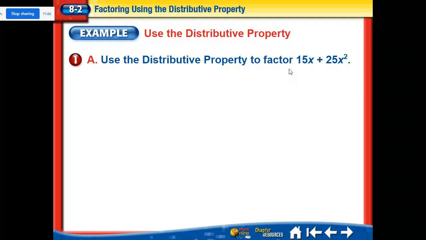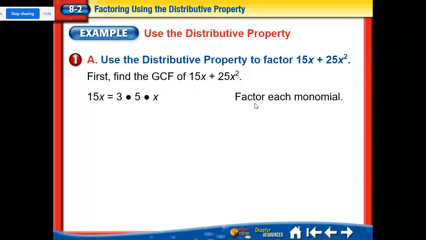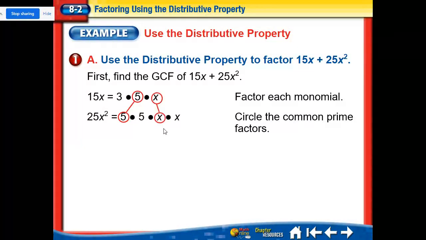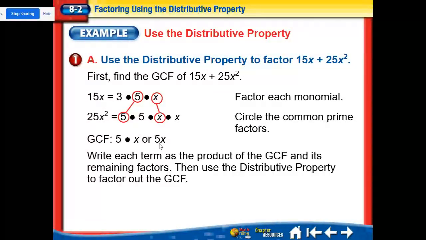All right, so what do we do with that? This is how we factor. We've got a plus in between. So we're looking for what number goes into both of these and what variable goes into both of these. So we're going to go ahead and write it out. A 15 is a 3 times 5. And a 25 is a 5 times 5 and x, x, and x. So what's in common? 5s and an x. Those come out, or 5x.